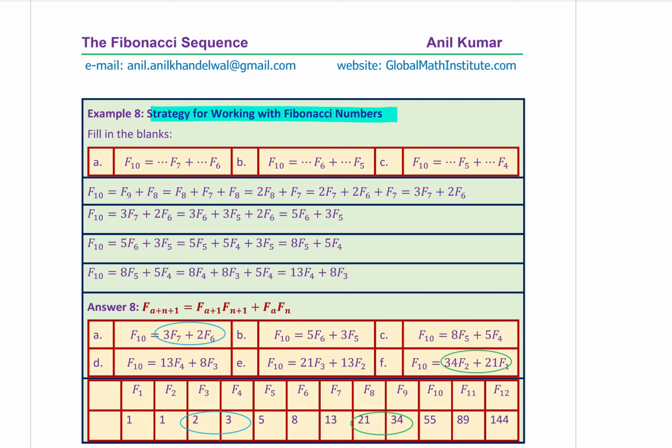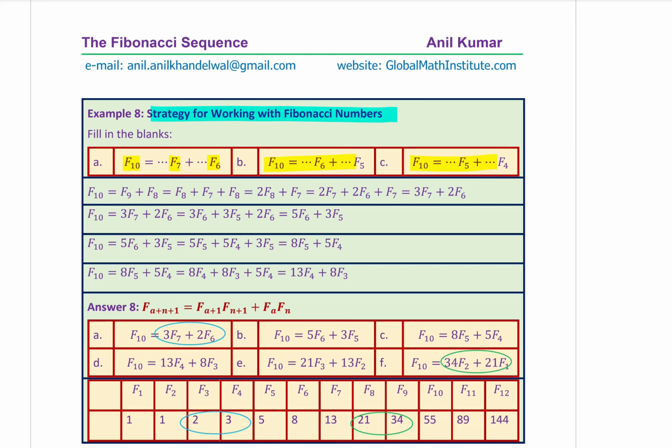The question here is, fill in the blanks. F of 10 is equal to something times f7 plus something times f6. And what is that number which will come there? And similarly, we have three examples here. Let's see how to work with the strategy. Now, f10 should be written in terms of f7 and f6. We can go back and back, right, twice or thrice to get into this.